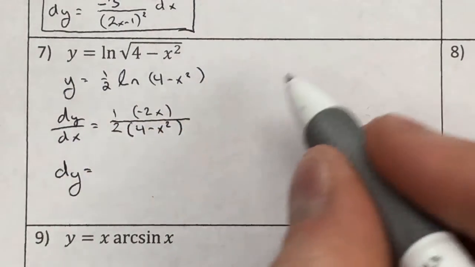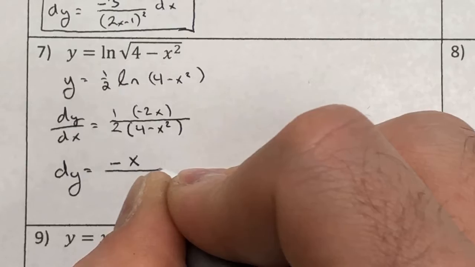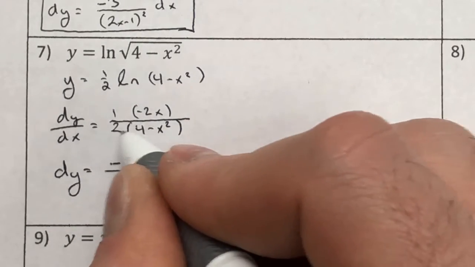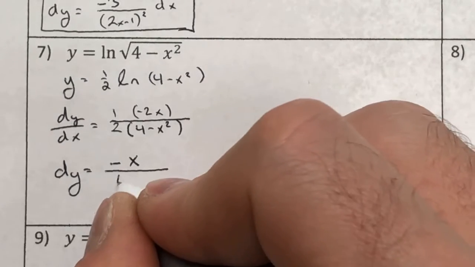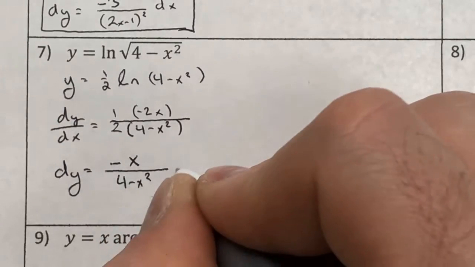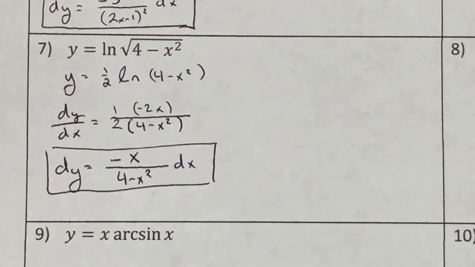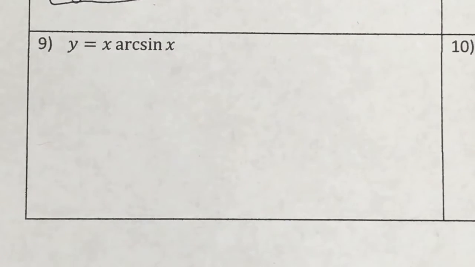So dy is equal to, 2 over 2 is going to cancel out, so I'm just left with a negative x all over 4 minus x squared dx. Differential of y isolated in Leibniz notation. Perfect. So now let's pop off to the last one.